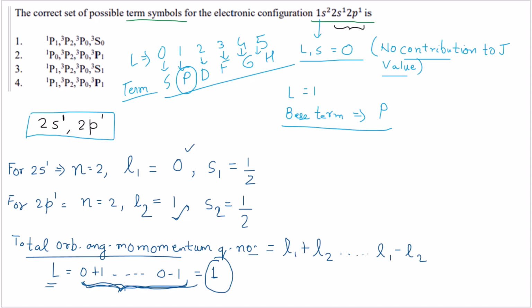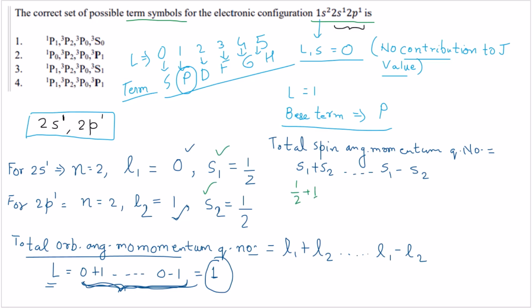Now we calculate the total spin angular momentum quantum number. So total spin we calculate now. That also is S1 plus S2 to S1 minus S2. So S1 and S2, here we can see S1 is half, S2 is half. So half plus half to half minus half. That comes out to be 1 and 0. The S value comes out to be 1 and 0.